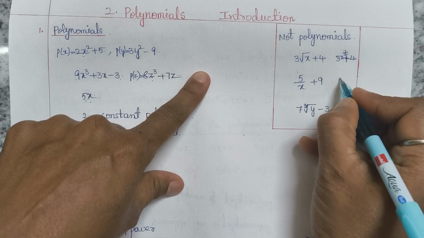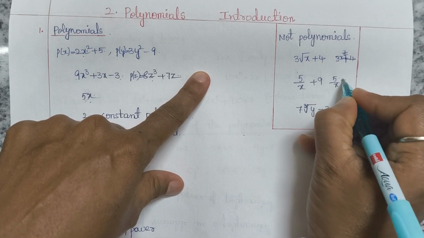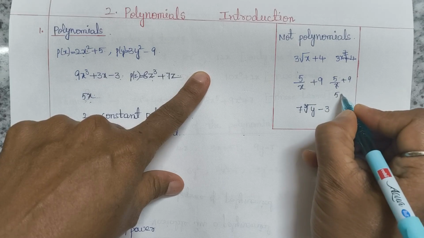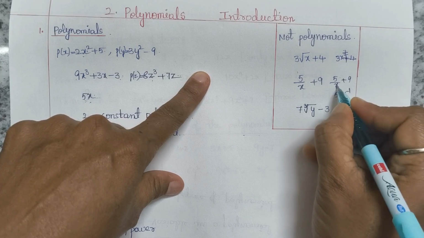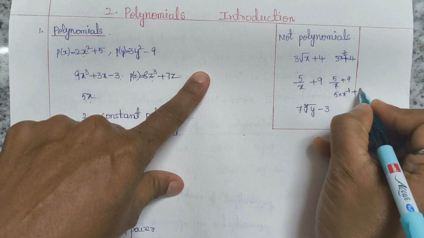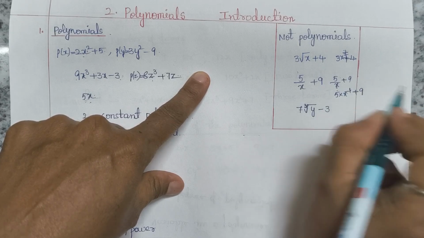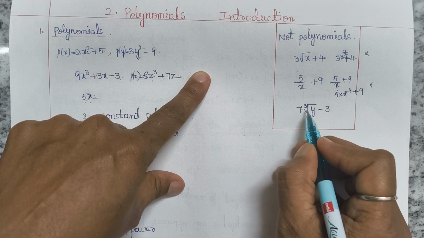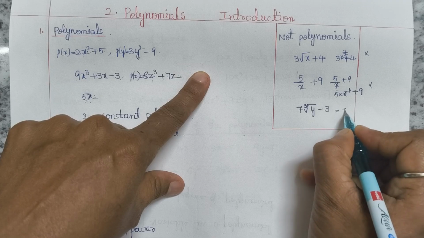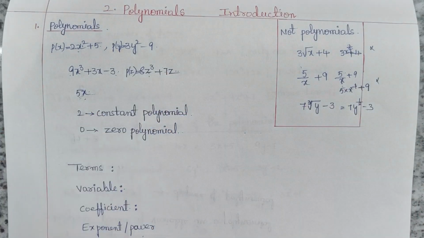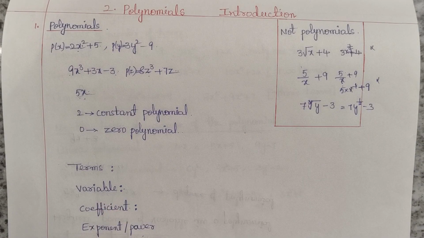Next, this is there: 5 divided by x plus 9. Since x is in the denominator, it is 5 into x to the power of minus 1 plus 9. So negative power also, it's not a polynomial. This is also not a polynomial. Here cubic root is there. Cubic root means what? 7 y to the power of 1 by 3 minus 3. So this is not a polynomial. Negative power or fraction power means it's not a polynomial.